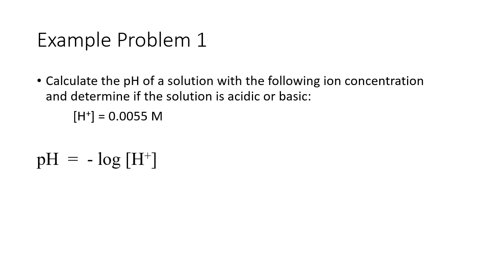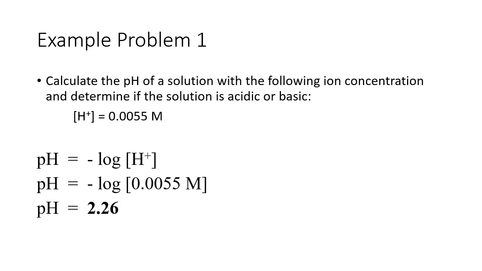We want to start by writing down our equation. The pH equals the negative log of the concentration of H plus. We'll plug in the values we know. pH equals the negative log of 0.0055 molar. And we'll put that into our calculator and we get pH equals 2.26. So we've answered the first part of the question.